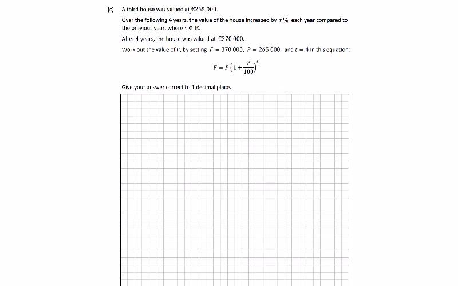Part C has a third house valued at 265,000. Over the following 4 years, it increased by 4% each year compared to the previous year. And they're just telling you that, there is a real number here. After 4 years, the house was valued at 370,000. So just write down the information. You started at 265, it ended up valued at 370, and there was a 4-year time period involved.